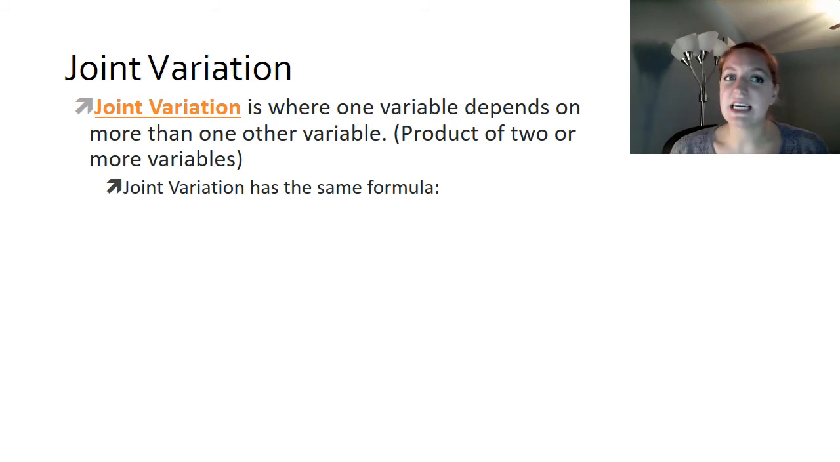But basically, it's really similar to direct variation. The only thing is that the equation looks similar. The difference is that the other variables are going to be on the right. So you still have y equals k times x, but now we have this extra z variable going on. So just be careful when you're doing this formula that you put your variables in the right spot.